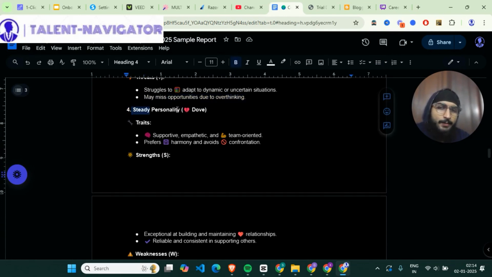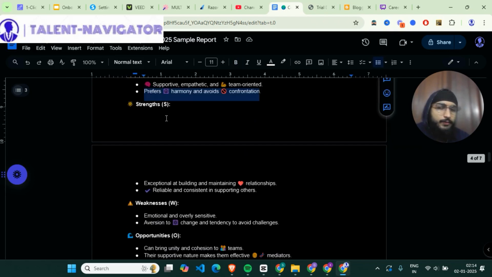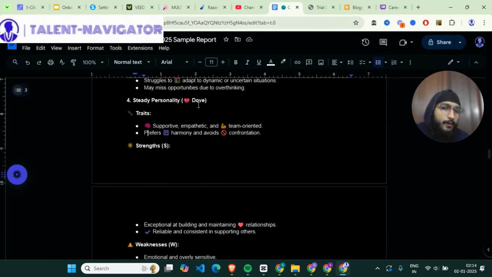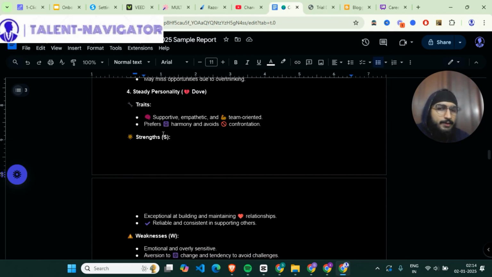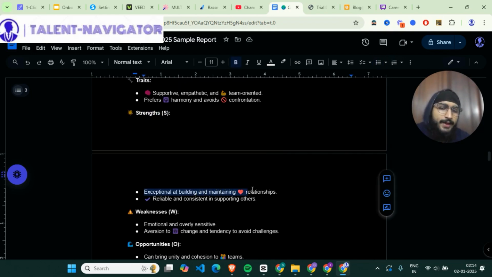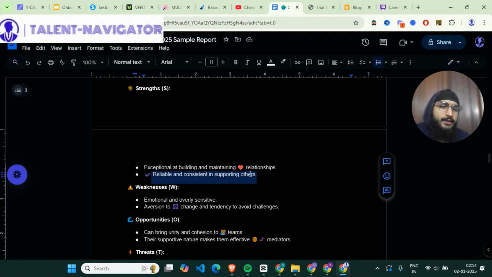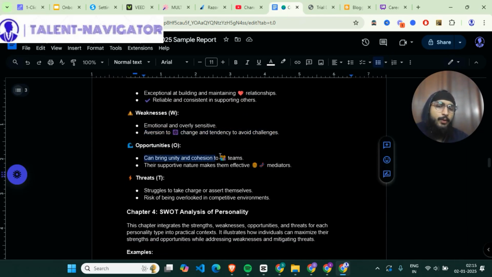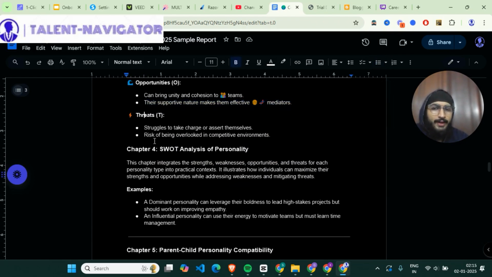Again, the steady personality, dove. Traits: supportive, empathetic, and team-oriented, they prefer harmony and avoid confrontation. Just like the dove is a peace-loving animal, people with the dove or steady personality type are also quite peace-loving. Strengths: exceptional at building and maintaining relationships, reliable and consistent in supporting others. Weaknesses: emotional and overly sensitive, with an aversion to change and a tendency to avoid challenges. Opportunities: can bring unity and cohesion to teams, and their supportive nature makes them effective mediators. Threats: they struggle to take charge or assert themselves, and risk being overlooked in competitive environments.